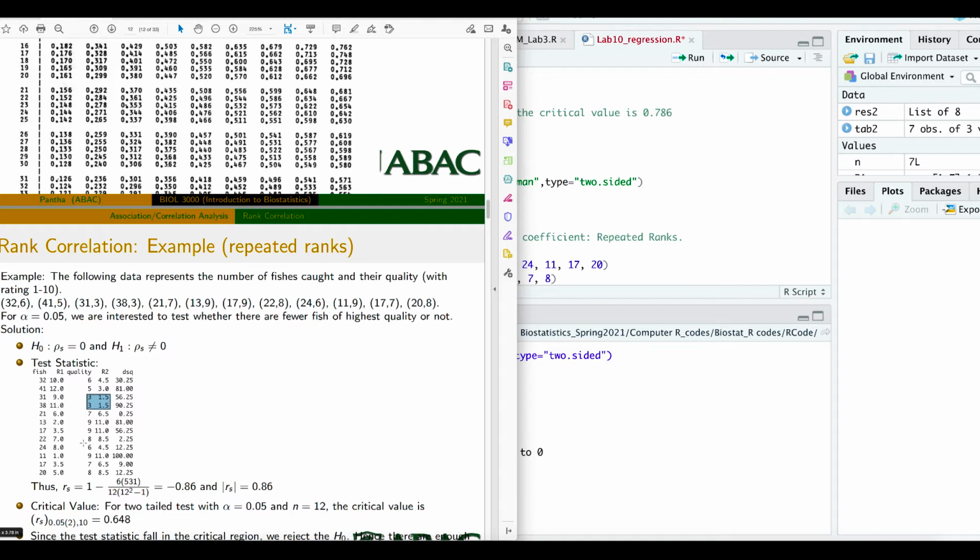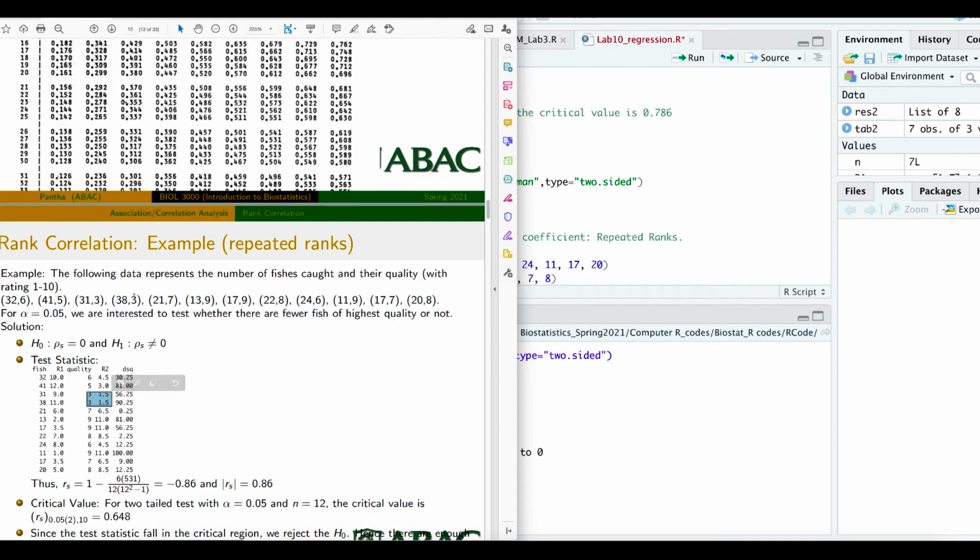Since you see that the 1 and 2, it should be ranked 1 and 2, but both of them are 3, right? So on the quality, the smallest quality listed here is 3, but there are 2 of them. This is 31, 3 and 38, 3. So instead of 1 and 2 ranking, we do 1.5 ranking for both 3. Similarly, 6 is repeated twice. Its rank should be 4 and 5, but since they are repeated, we do 4.5, 4.5, and so on.